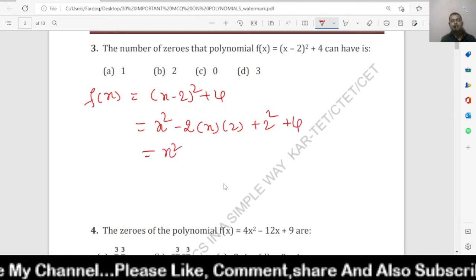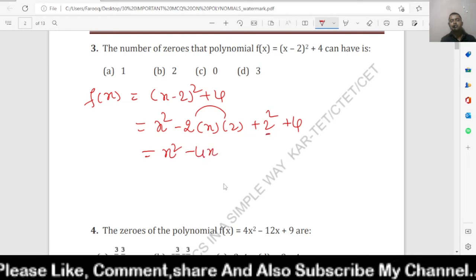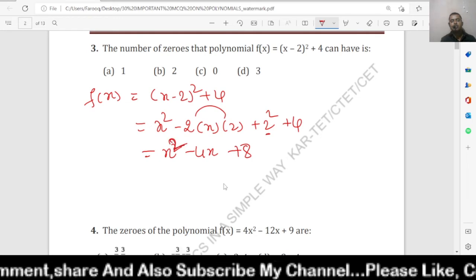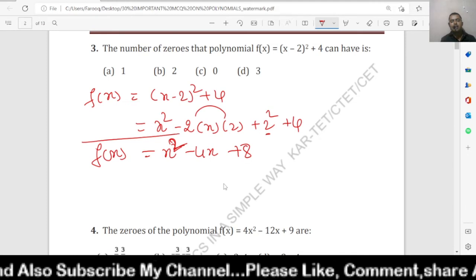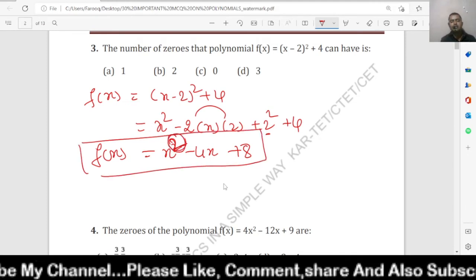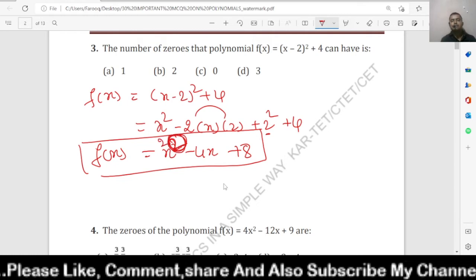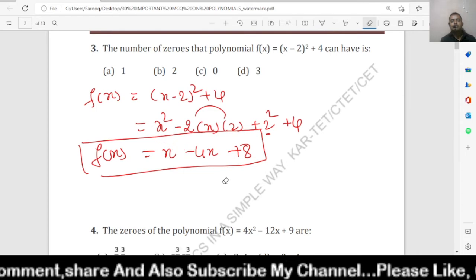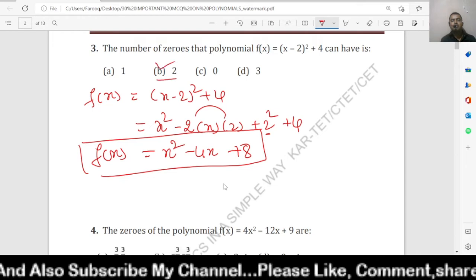Now x square, 2 2s are 4, this x as it is. 2 square means what? 4 plus 4, 8. See here, the highest power of this polynomial is 2, so it can have 2 zeros of the polynomial. Here the highest power in the terms of the polynomial is what? 2, so it has 2 zeros. Option B is correct.